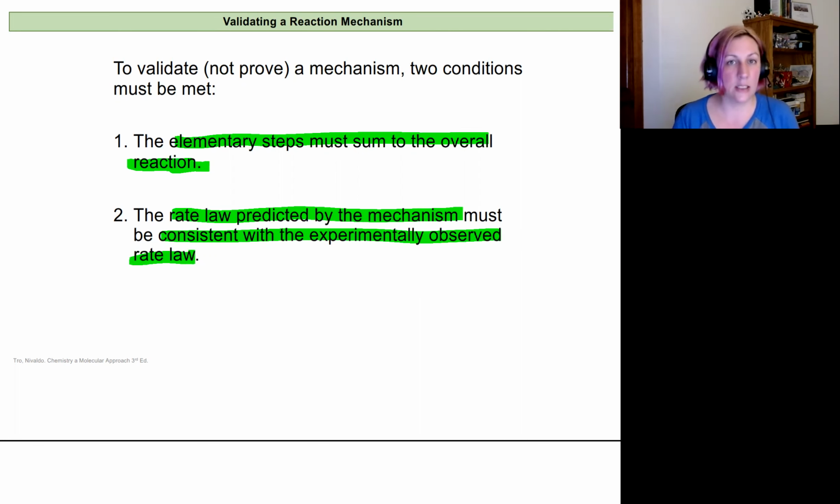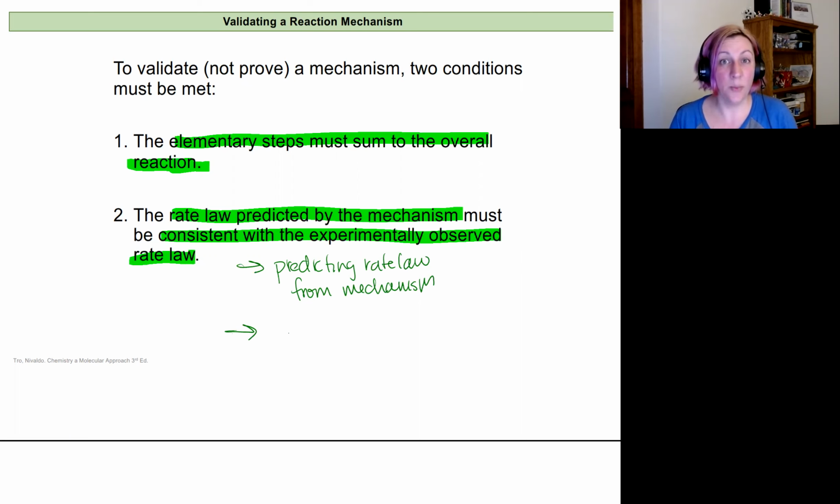And so this is going to take two steps. This is going to be one, predicting the rate law from our mechanism. And two, it's going to then be determining the experimental rate law and comparing it. So let's walk through an example.